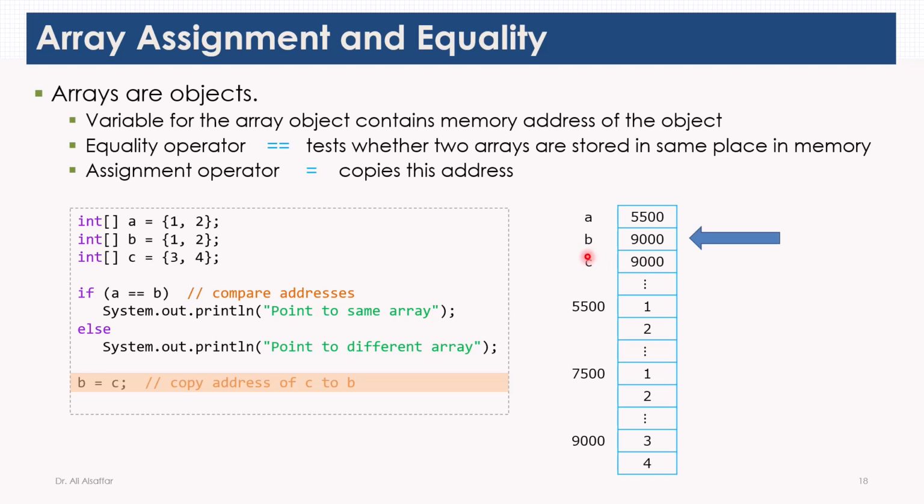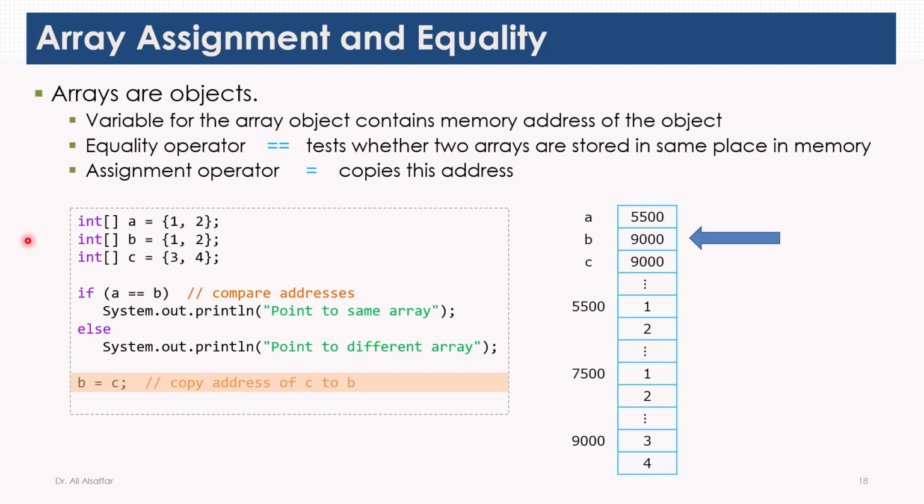And now notice that B and C have the same addresses. That means B and C are pointing to the same array, which is 3 and 4. Now what about the old B? Now this array is not referenced by any variable. So A is pointing to the first array, B is pointing to the third array, and C is pointing to the third array as well. So the old B array does not have any reference by any variable. Therefore, when the system comes to the memory and finds an array or any object that is not referenced by any variable, it will automatically remove it from the memory.